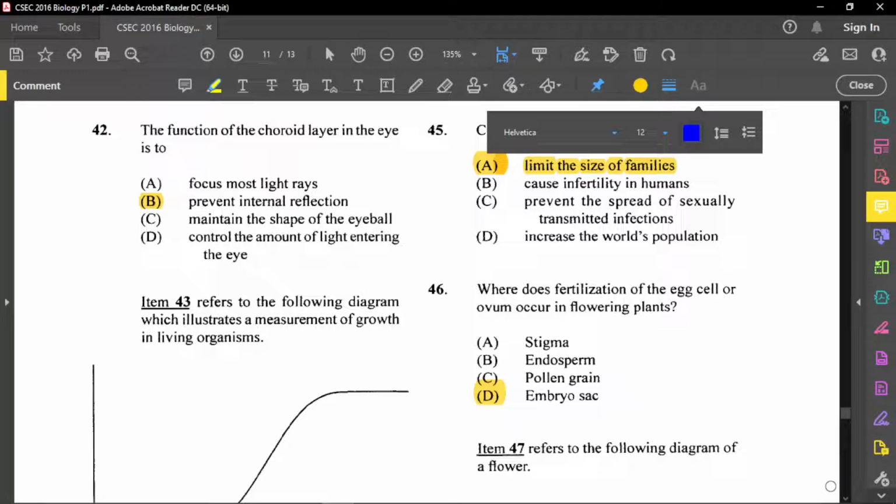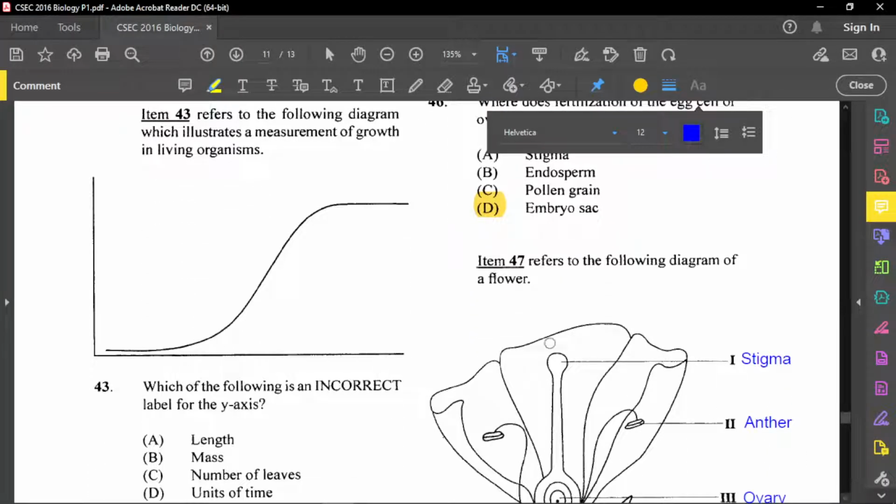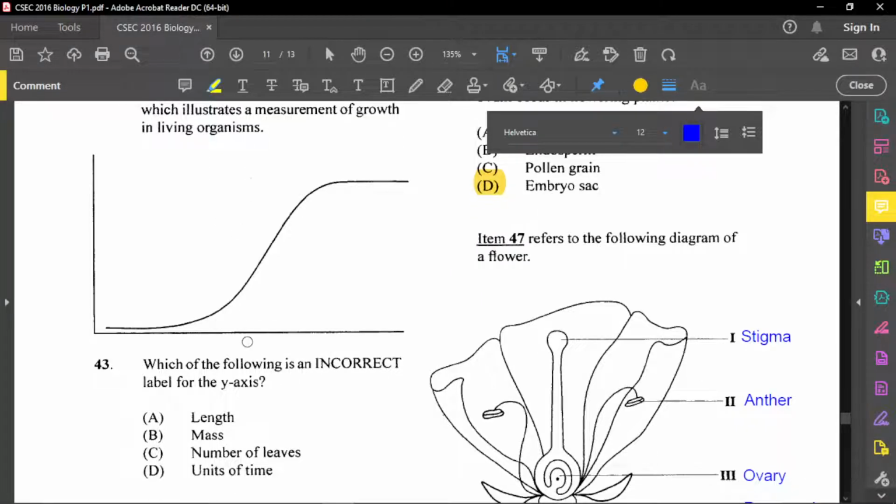All right, we can go to 43 now, I think. Let me go down a little bit more. Yeah, let's go to 43. It refers to this diagram right here, which illustrates a measurement of growth in a living organism. And it says, which of the following is an incorrect label for the y-axis? Again, we have gone through this question, but this time they didn't put the time on the x-axis. Remember, on the x-axis we have the independent variable. On the y-axis, we have the dependent variable. And the only independent variable right here, generally speaking, is time. So time will not be on the y-axis at all. It is an independent variable. The others are dependent variables, which they usually put on the y-axis.